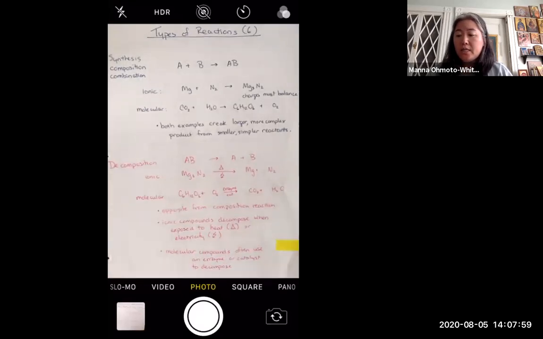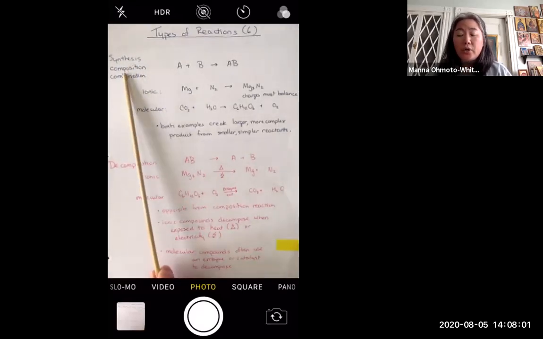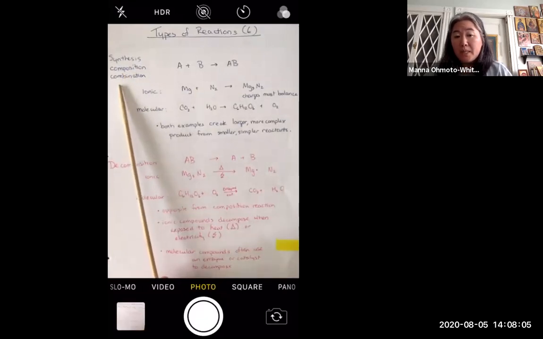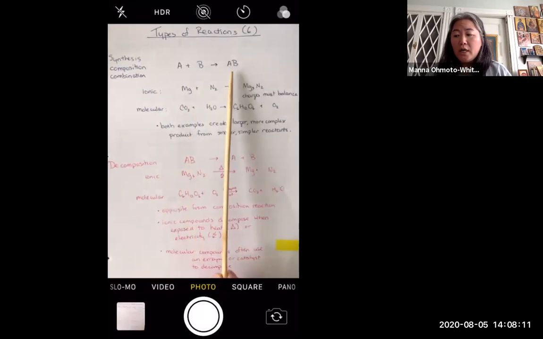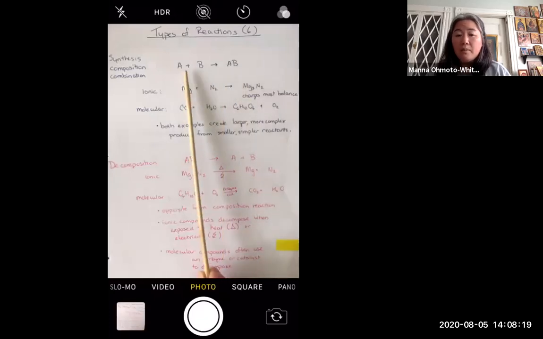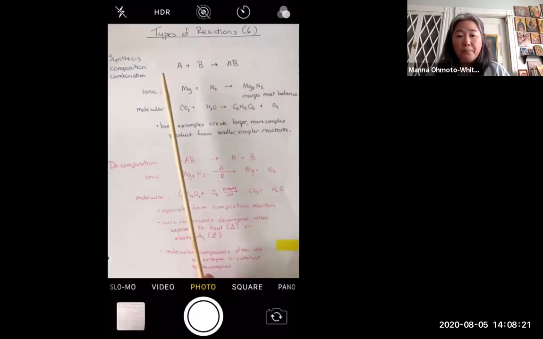So the first one is a synthesis. It's also called a composition or a combination reaction. They all basically mean the same thing. I'm taking 2 or more reactants and I'm creating a product or products that are a combination or composed of, or made up of, my reactants smashed together.